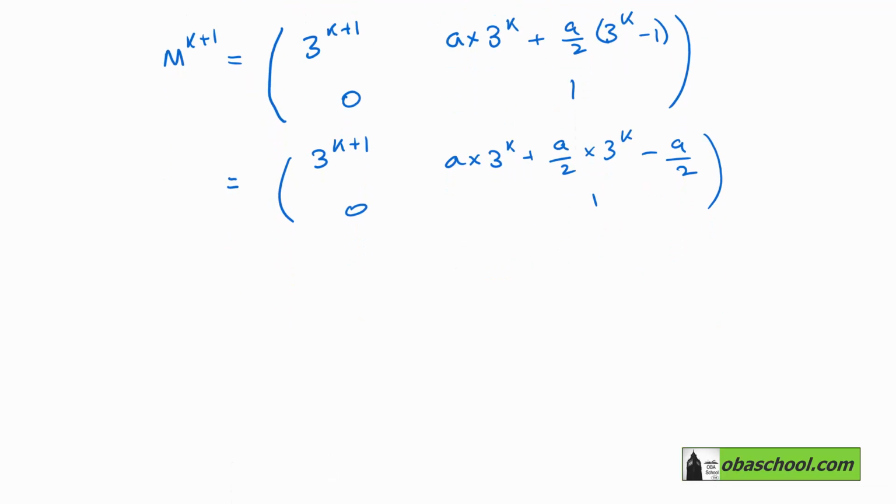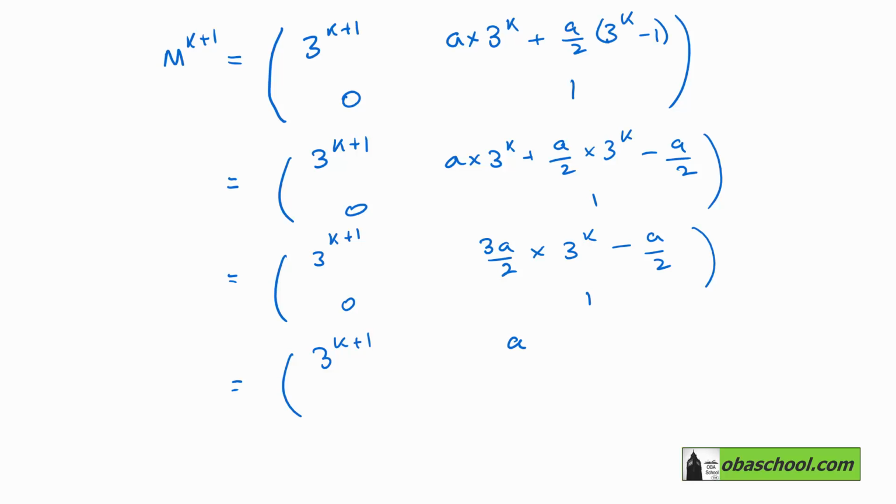And so 3 to the k plus 1. And then we have 3A over 2 times 3 to the k, take away A over 2. 0, 1. So 3 to the k plus 1. Now we can rewrite this as A over 2 times 3 to the k plus 1, take away A over 2. We've got 0, 1.